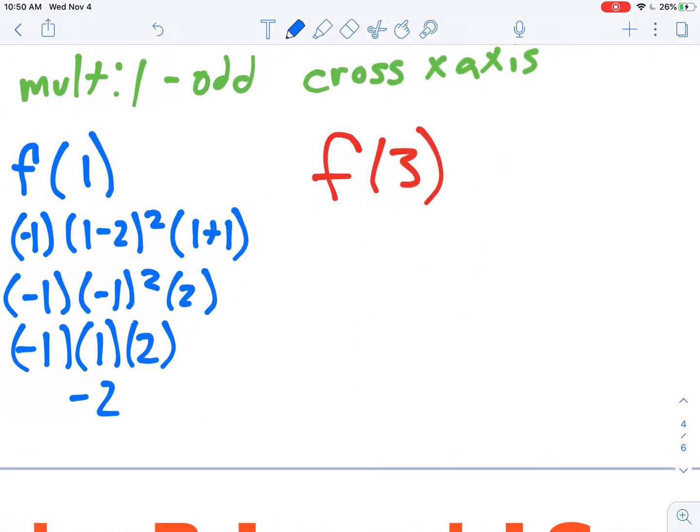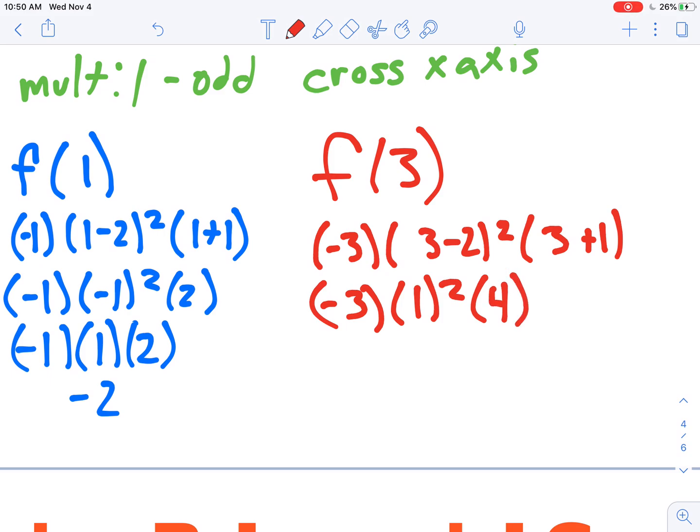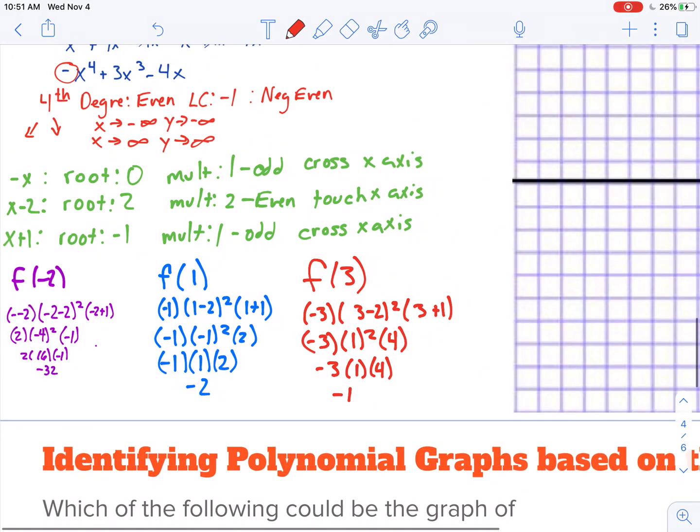And then finally, I have f of 3. As I plug this in, I've got -3 times (3 minus 2) squared times (3 plus 1). This is 3 times (3 minus 2) squared, times 3 plus 1. I end up with -3 times 1 squared times 4. This ends up being -3 times 1 times 4. This is -12.